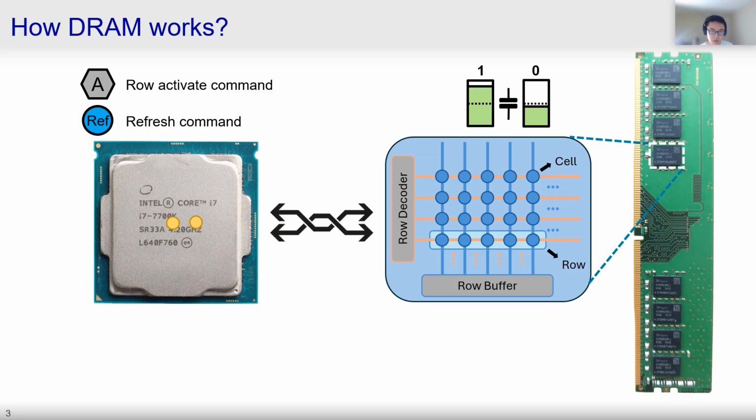Further, since we know capacitors will gradually lose charge by themselves, the CPU needs to send periodic refresh commands to let DRAM select certain rows to refresh in order to keep data integrity. DRAM does this by activating the row and recharging it back into the DRAM cells.